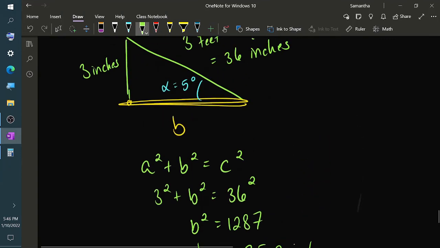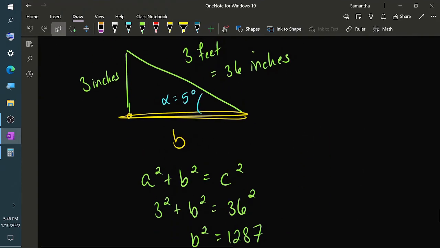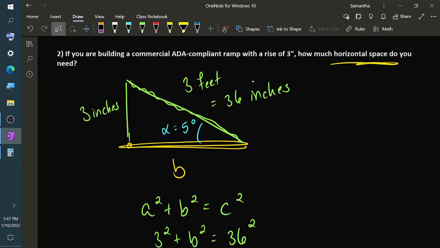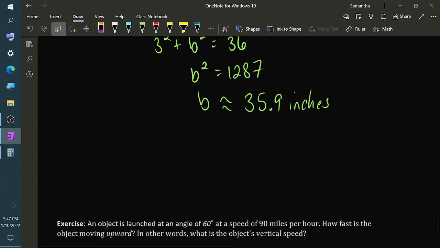Notice that because the angle in the corner here is so small, only 5 degrees, the length of the actual ramp and the length of the horizontal side are almost exactly the same. So in a planning project, you can effectively just say, take the rise and multiply it by 12, and that's basically as much horizontal space as we need.